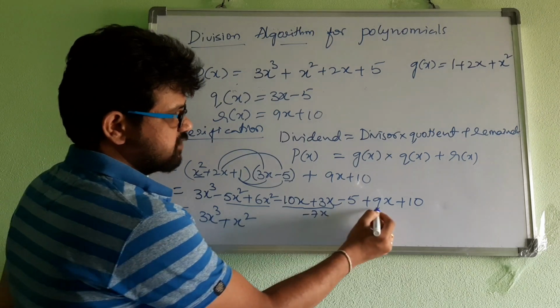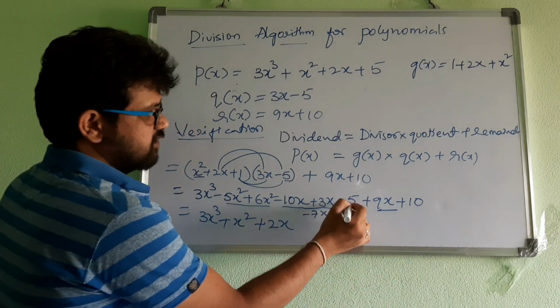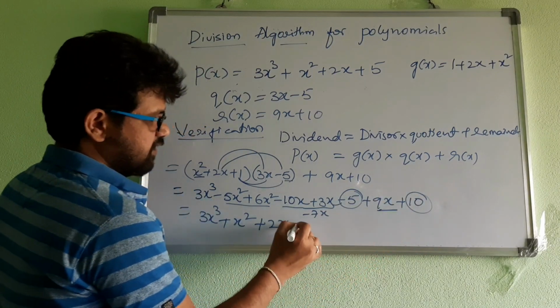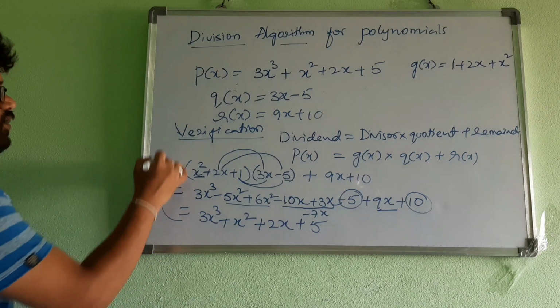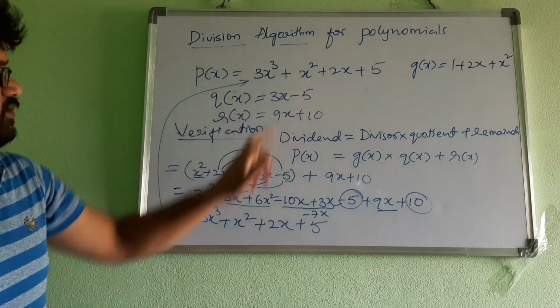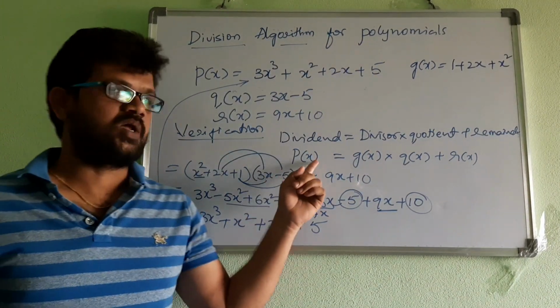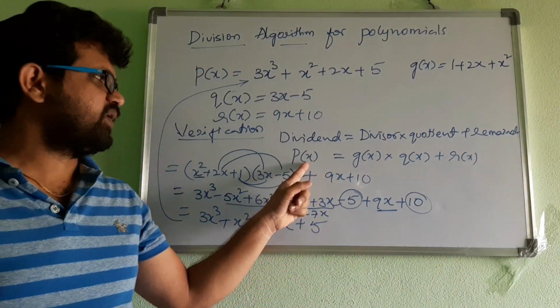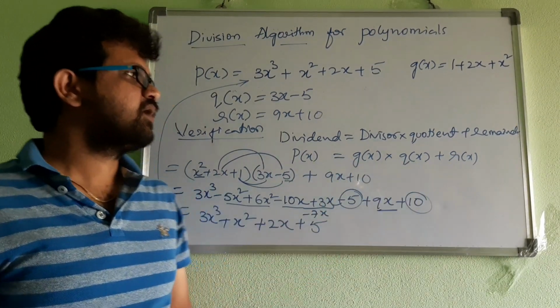This is -7x plus 9x plus 2x minus 5 and plus 10 is plus 5. So we got that this is equal to our P of x, 3x cube plus x square plus 2x plus 5, hence verified. So always you have to keep in mind that P of x is equal to g of x into q of x plus r of x.